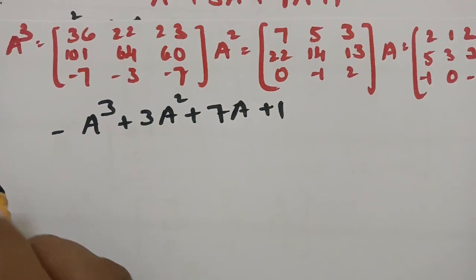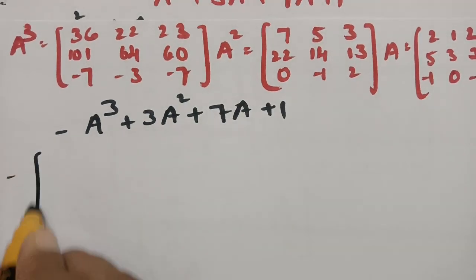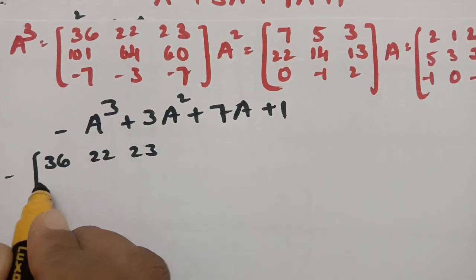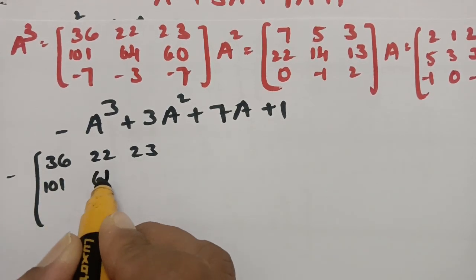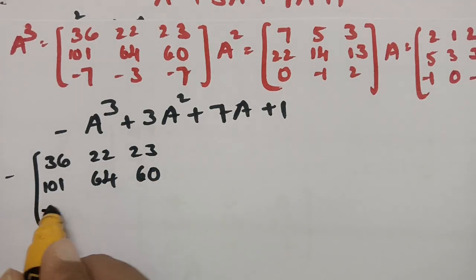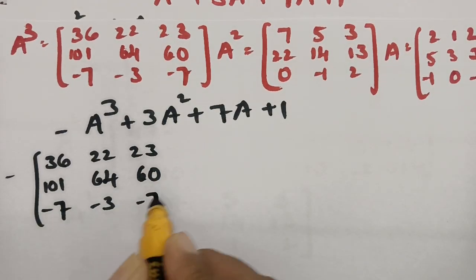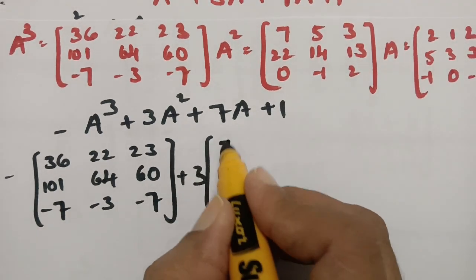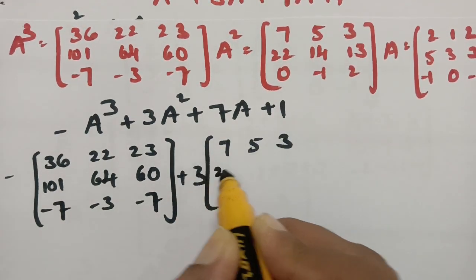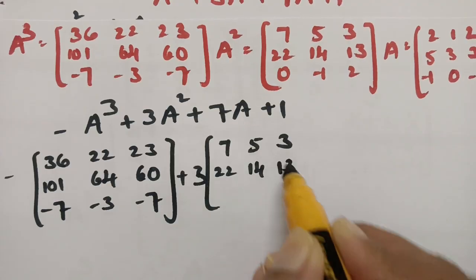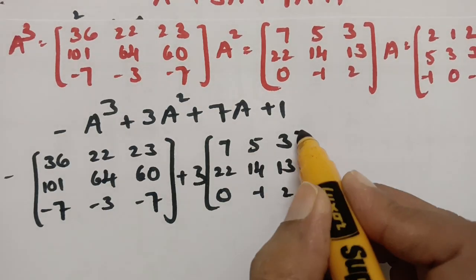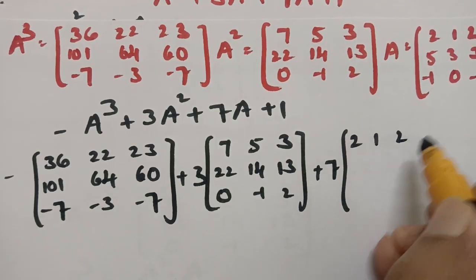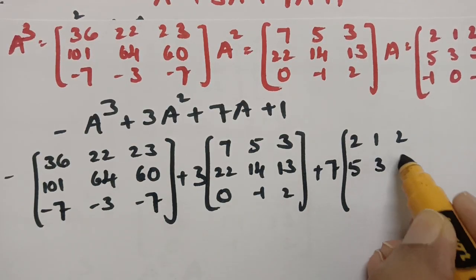And see, what is a cube here? This is 36, 22, 23. This is 101. This value is 64. This is 60, minus 7, minus 3, minus 7. Plus 3 times of a square. So this is 7, 5, 3. This is 2, 2, 1, 4, 1, 3, 0, minus 1, 2. Plus 7 times of a value. This is 2, 1, 2. This is 5, 3, 3.